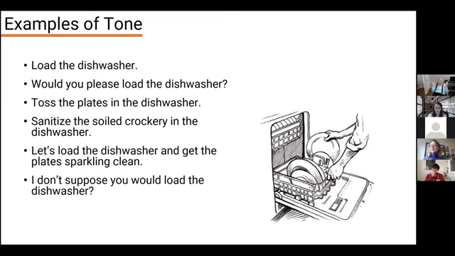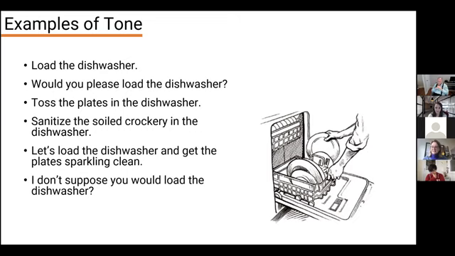Okay, here's another one. Informal: toss the plates in the dishwasher. Of course, nobody expects me to really toss them in, but you could see how one might say that in the right environment. Here's a very formal one: sanitize the soiled crockery in the dishwasher.